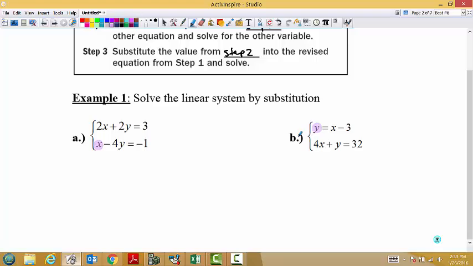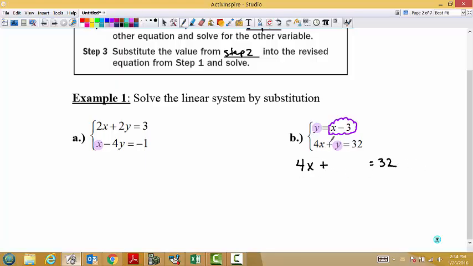Step 1 is to solve one of the equations for one of its variables. So what I have is y is actually x minus 3. Okay? So what I'm going to do is take this x minus 3 and plug it into the other equation where the y is. That's step 2. So I'm going to come down and rewrite, I'm going to color code this, 4x plus, and then equals 32.